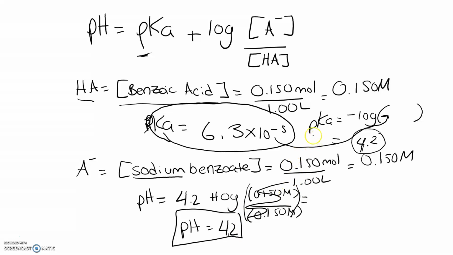This actually makes sense if we go back to the definition of the pKa. The pKa is the pH at which I'm going to have half of my acid dissociated, meaning in the A- state, and half of it undissociated in the HA state. And since in this case I added the exact same number of moles per liter of benzoic acid and sodium benzoate, it makes sense that my pH is going to equal my pKa.